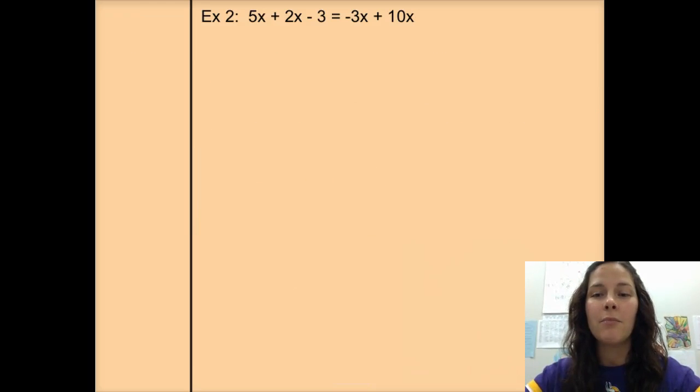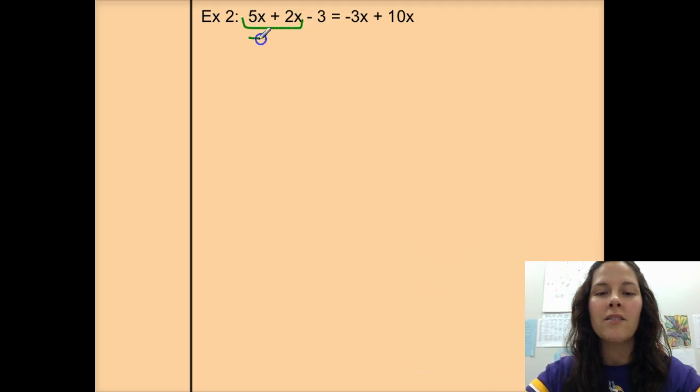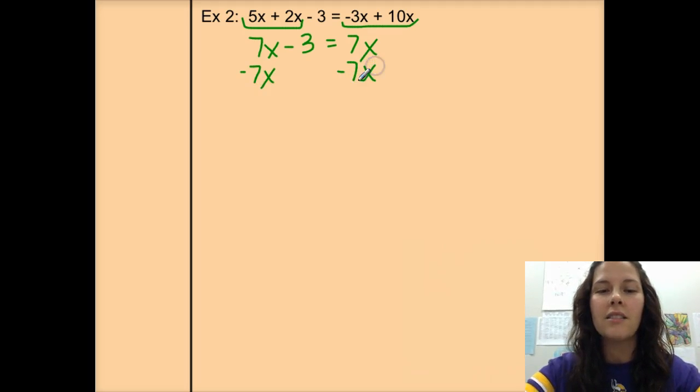Taking a look at another example, we can simplify both sides of the equal sign again. On the left-hand side, we have like terms. 5x plus 2x gives me a total of 7x. Then bringing down my minus 3 equals, on the right-hand side, like terms, negative 3x plus 10x gives me a total of 7x. So now again, I want to get my variables together. I have the same coefficient on both sides, so I'm simply going to subtract 7x on both sides.